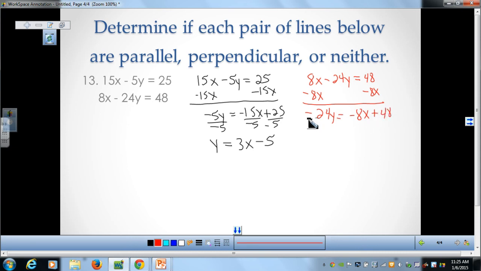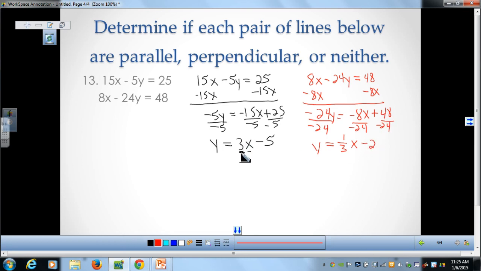And then I'm going to divide by -24 to completely solve for y. Now, when you do this, we always want to reduce our fraction. It makes things much simpler to compare if we always have our fractions in lowest terms. So a negative divided by negative is a positive. 8 divided by 24 is a positive 1/3. And then 48 divided by -4 is -2.